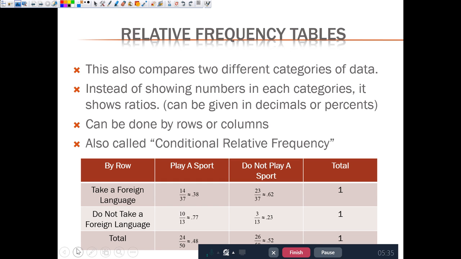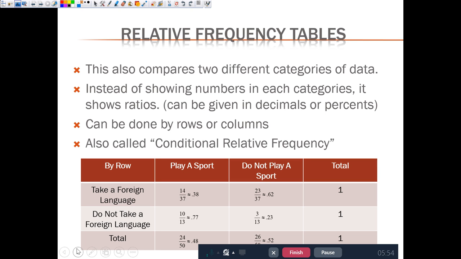38%, right? So sometimes they might ask for the percent, sometimes they might ask for the decimal. Just remember that for a percent, you just move it 2 decimal places. So 1 as a percent would be 100. This can be done by row or by column.